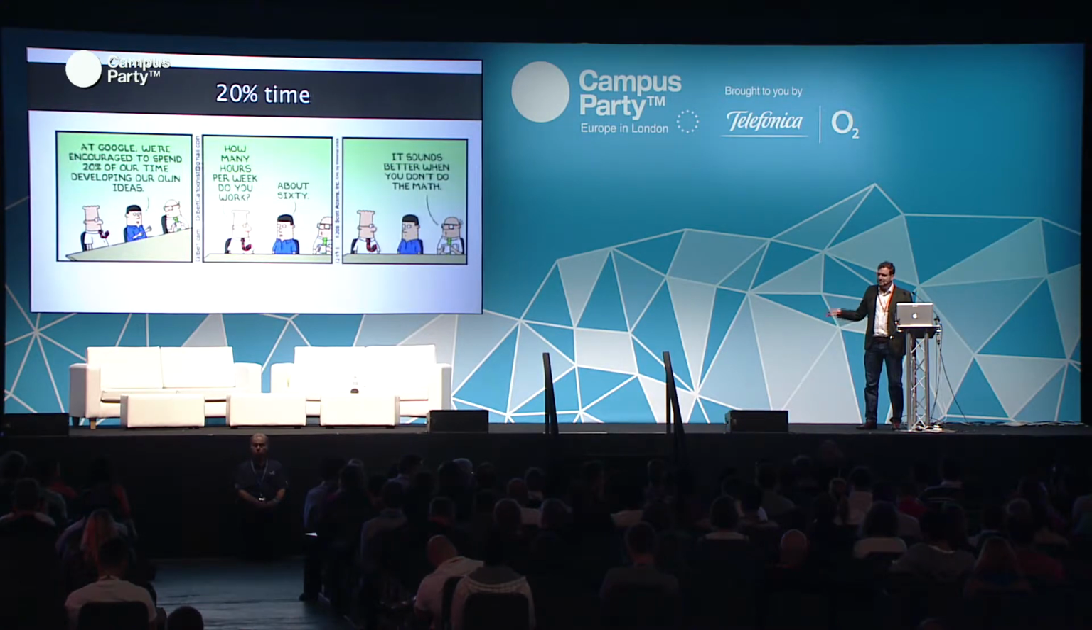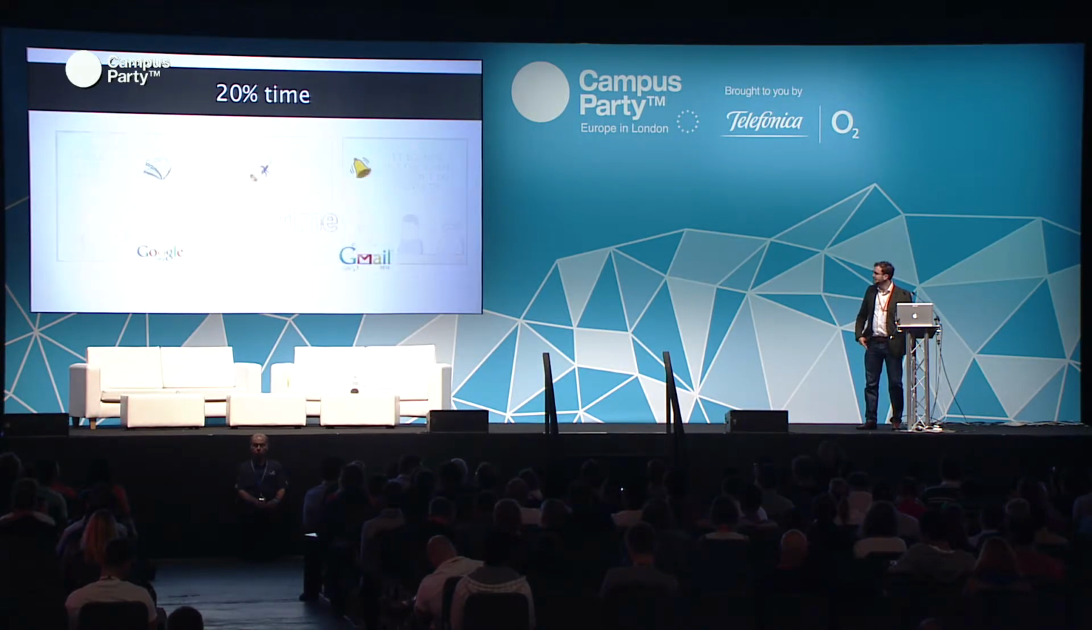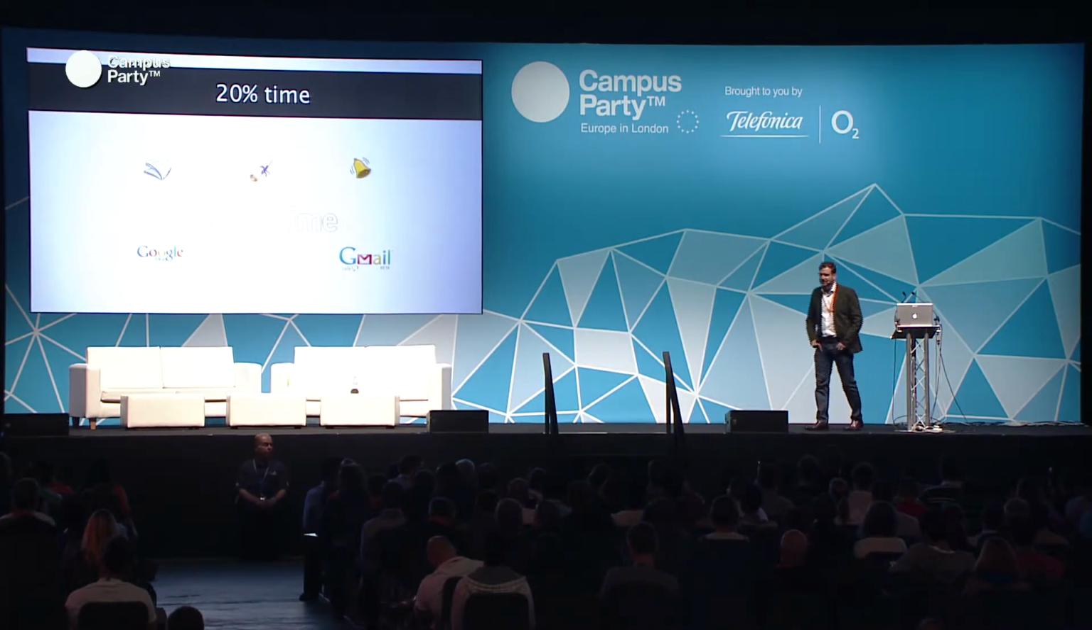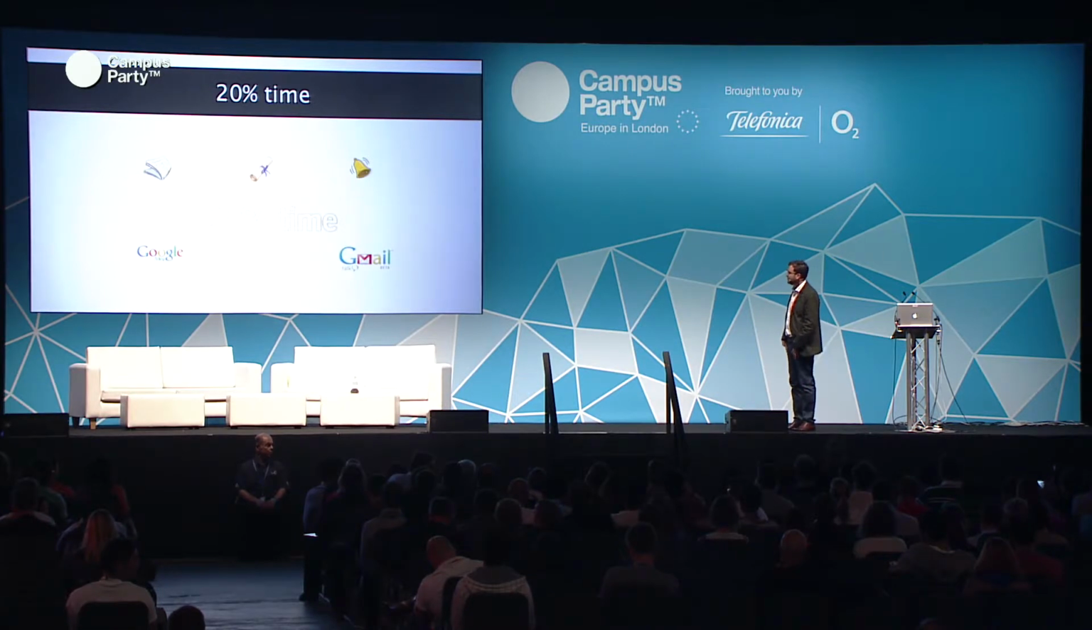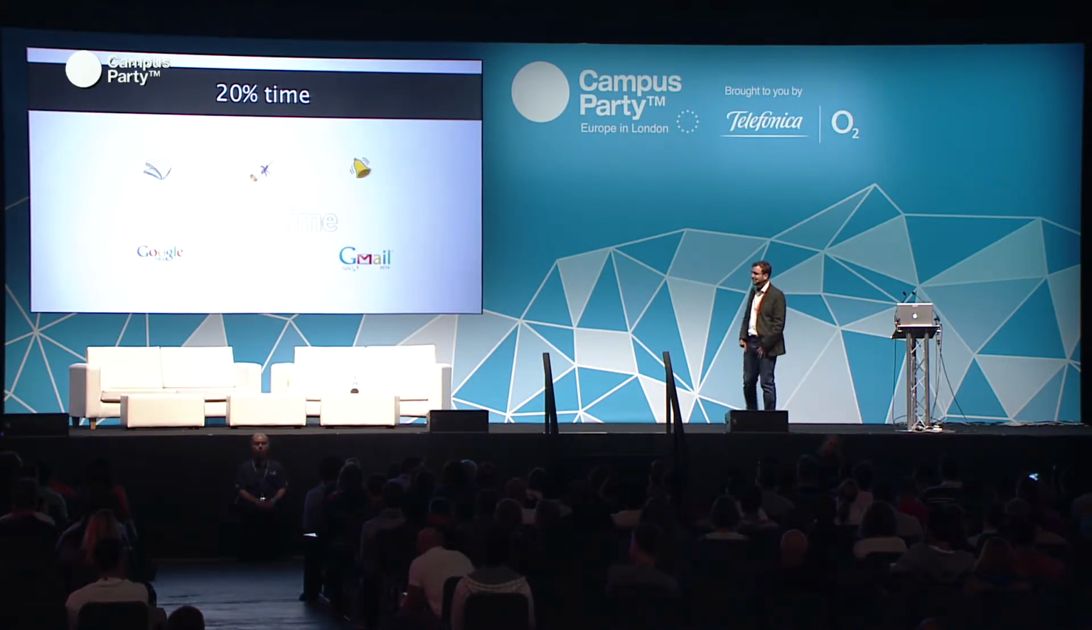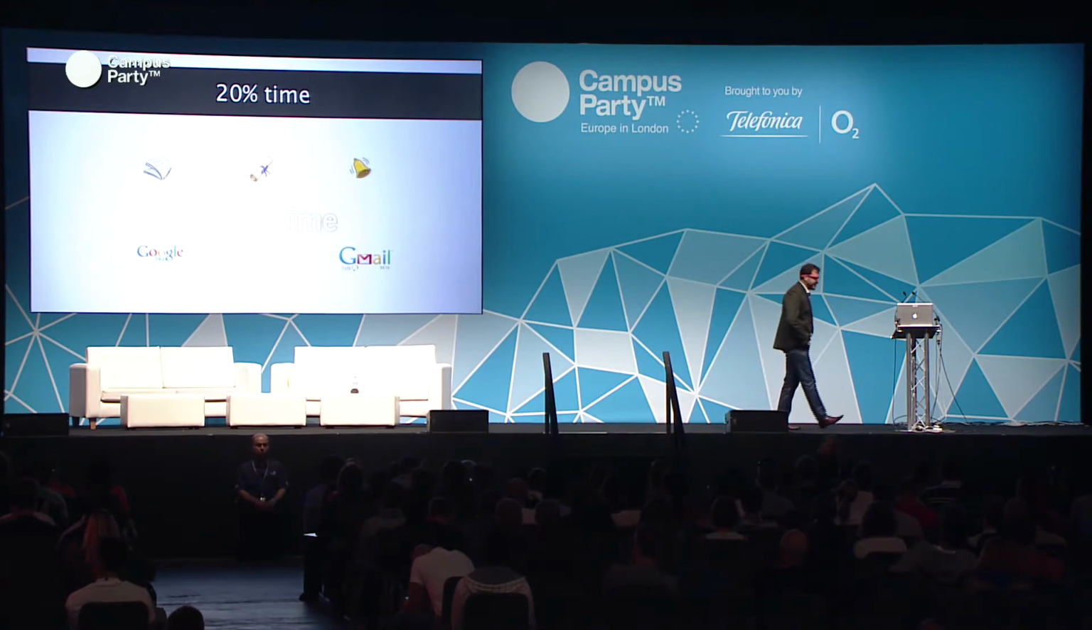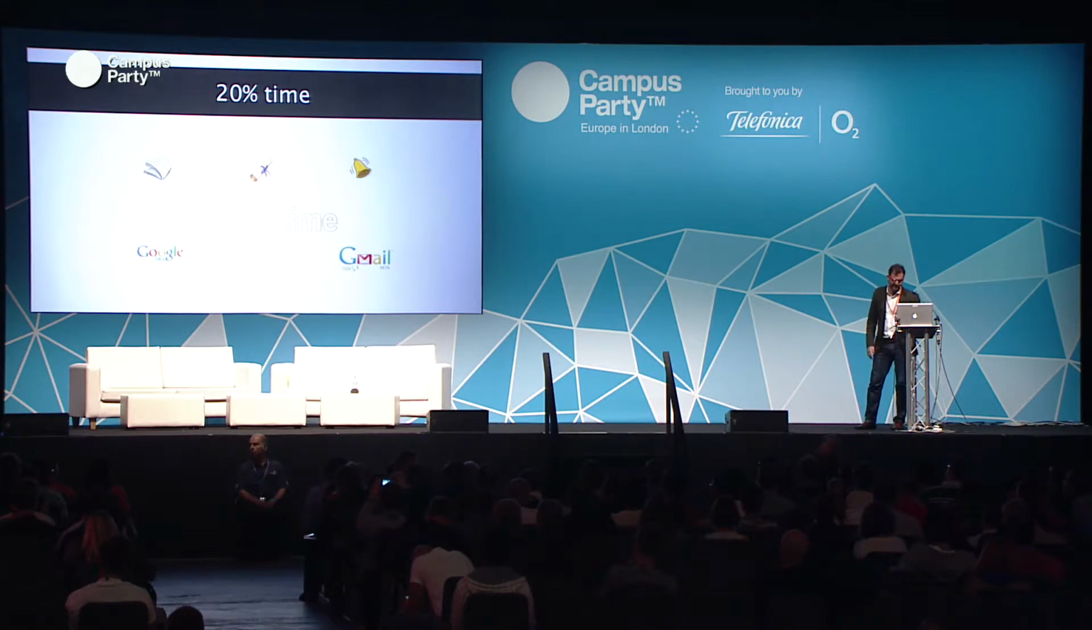And to prove that this is not just a waste of time, these are just some of the products that were born out of 20% time. I don't know if you knew this. Gmail was a 20% project. Google News was a 20% project. Google Scholar, Google Alerts, Google Sky, and many other projects started as a 20% project and became what they are today.